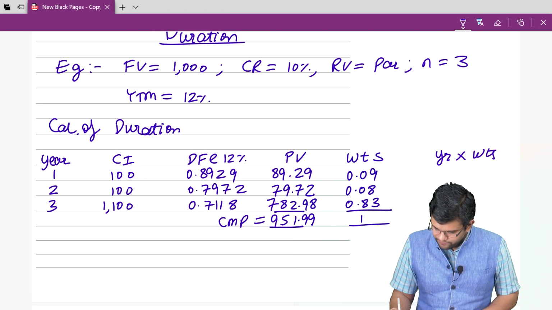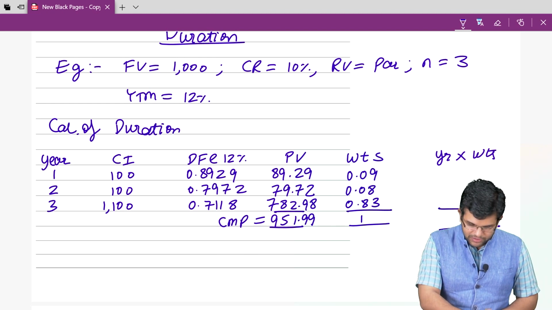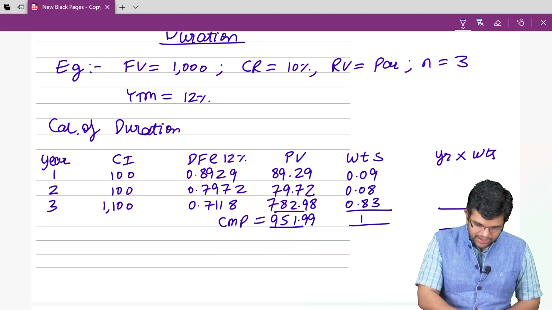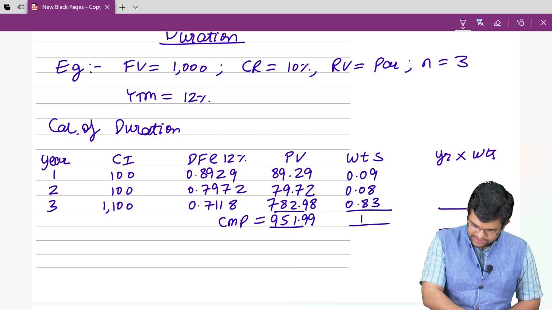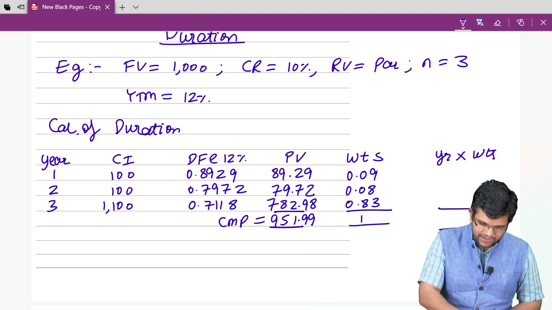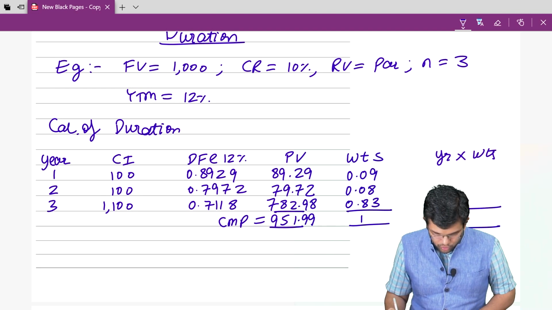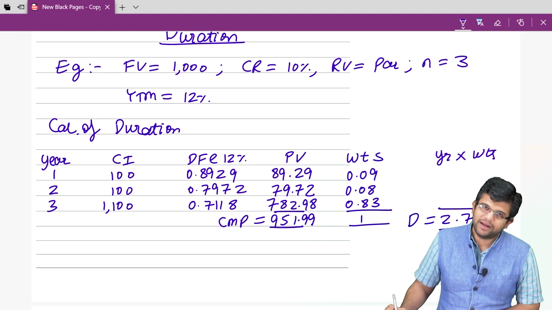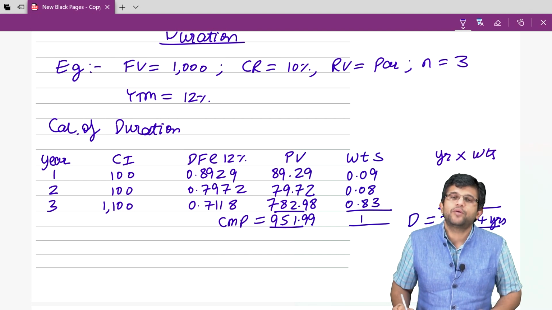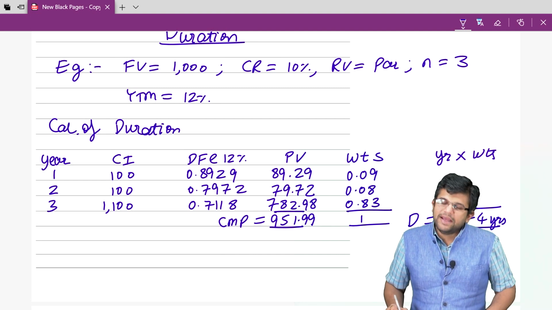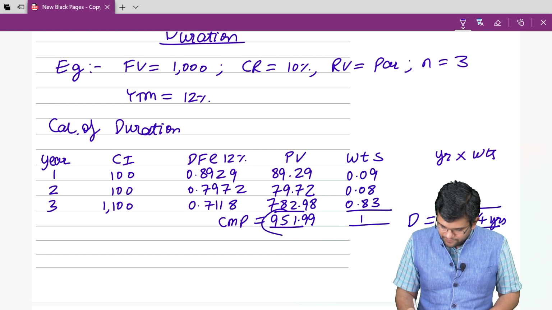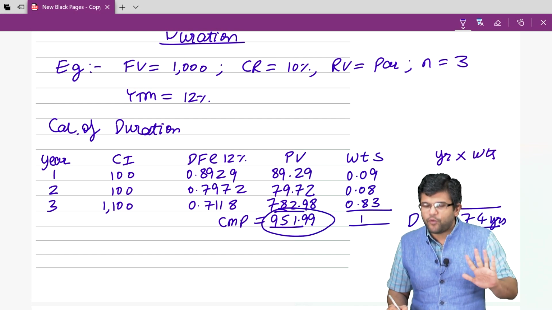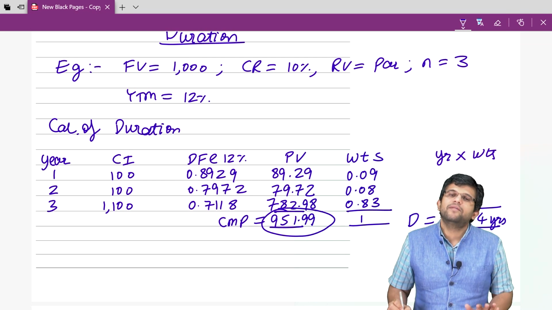Okay, so children, if we do year into weights, okay, so 1 into 0.09 plus 2 into 0.08 plus 3 into 0.83, it comes to 2.74 years. Okay, 2.74 years, and this, children, was the duration, correct? Which means we say that this particular project or this particular bond is repaying our initial investment of 952 rupees in 2.74 years. Everyone follow until here.